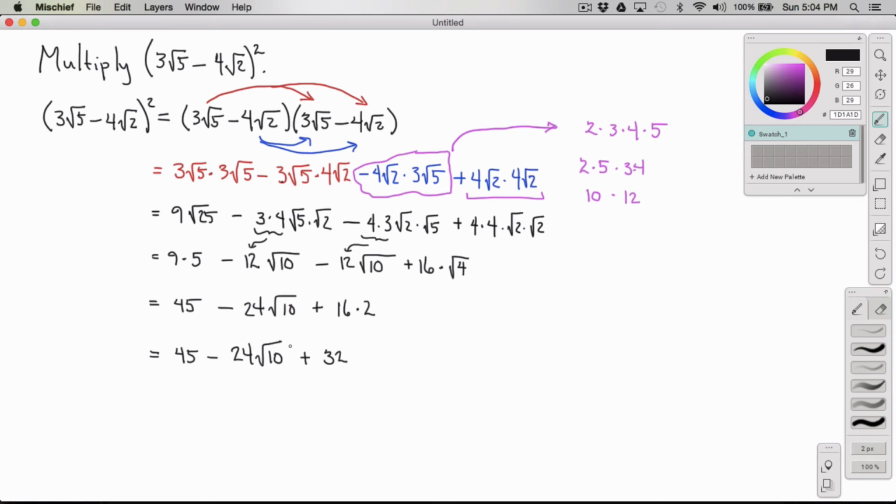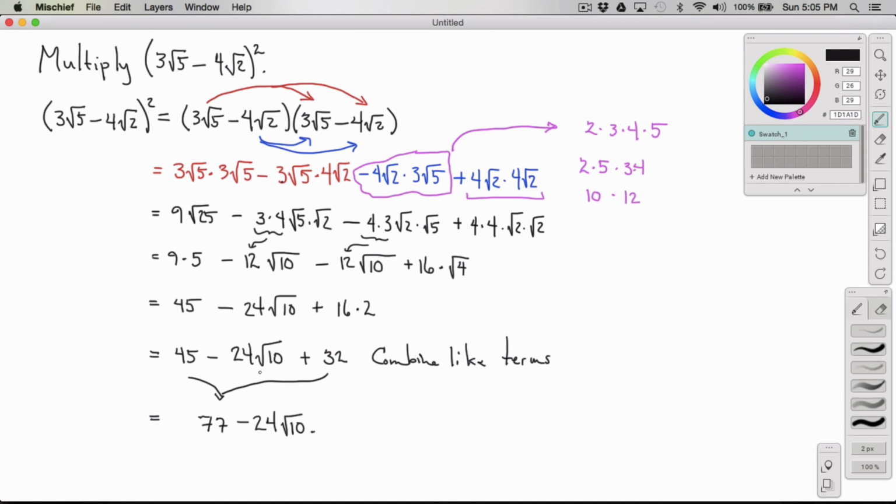My last step would then be to combine like terms. In this case, my like terms are the numbers without the radical. So I have a 32 and a 45. When I put those together, that's going to be 77, minus 24 times the square root of 10. And that is how you multiply it.